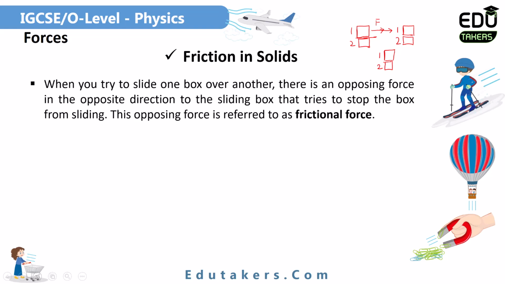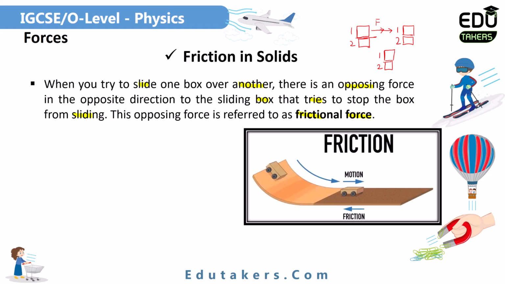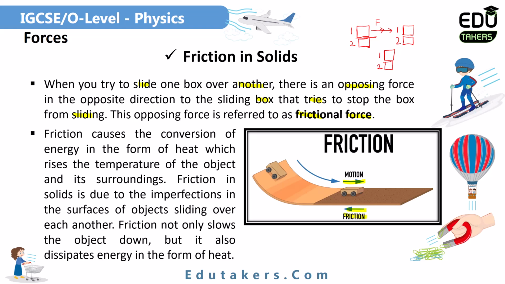Let's see its definition here. When you try to slide one box over another, there is an opposing force in the opposite direction to the sliding box that tries to stop the box from sliding. This opposing force is referred to as the frictional force. So the force that opposes the motion of the object is basically called frictional force. You can also see here, trolleys are moving over the surface. These are moving towards the right, but the friction is present towards the left. It means that friction always opposes the motion of the object.